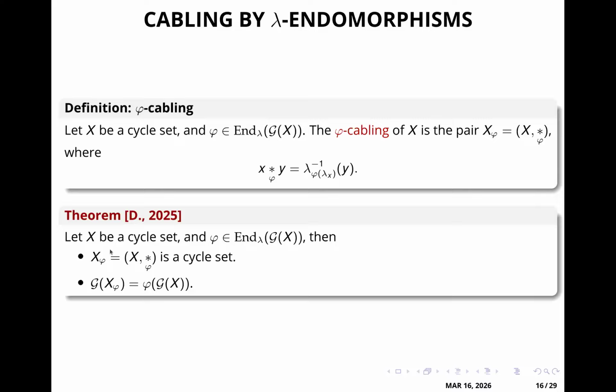Furthermore, we have some control over the permutation brace, because it turns out that the permutation brace of the cable solution, or the cable cycle set, is simply the image of phi.